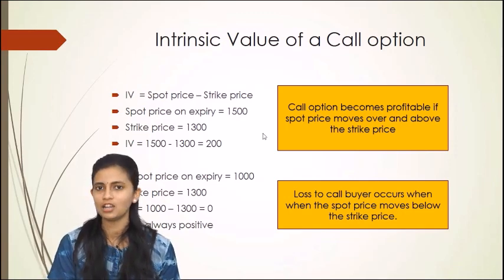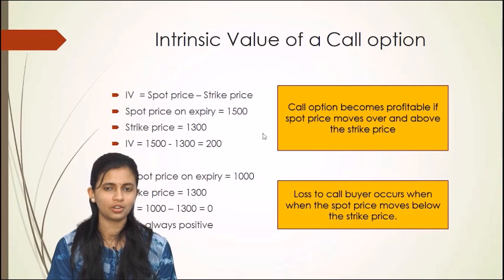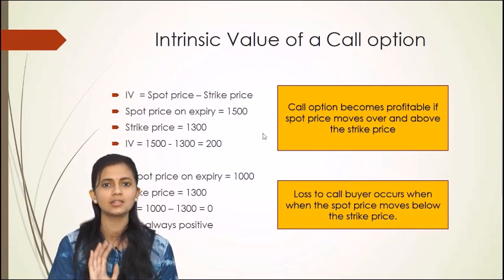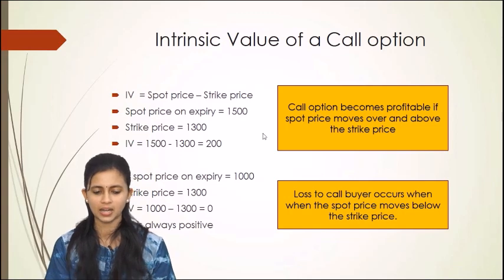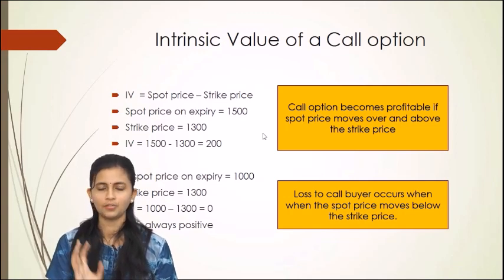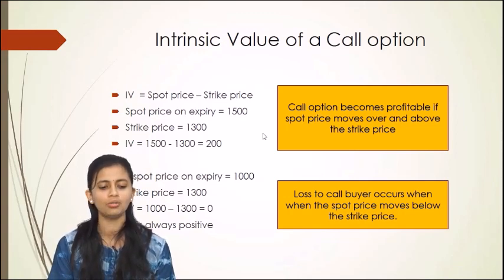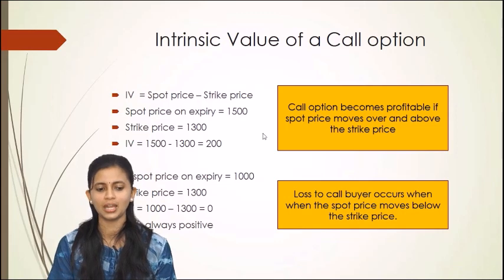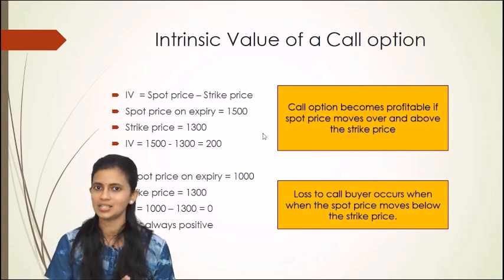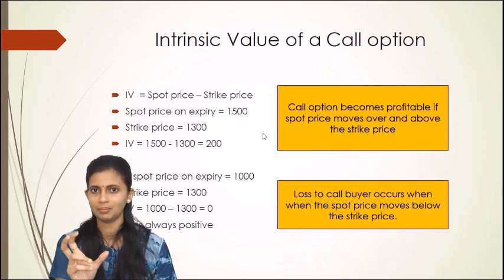So intrinsic value should always be positive. You cannot consider a negative figure as intrinsic value. If you get spot price minus strike price as negative, then you have to take it as 0, which means there is no intrinsic value in that particular contract. And if the spot price minus strike price is positive, that means there is an intrinsic value in that particular premium. Okay, the moment the figure comes negative, that means intrinsic value is 0 in that particular premium.